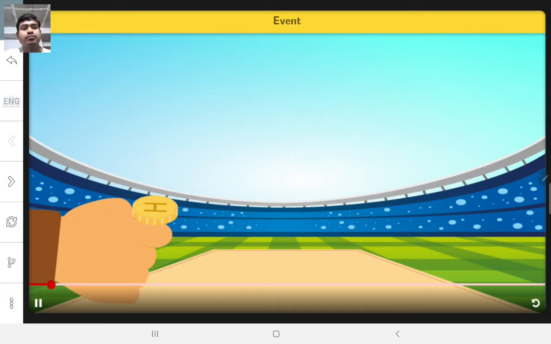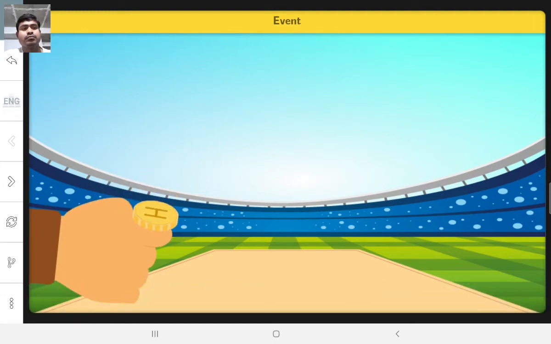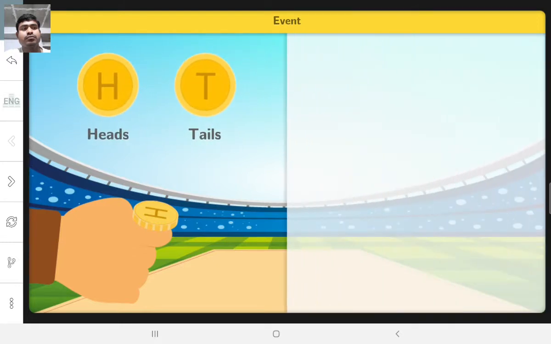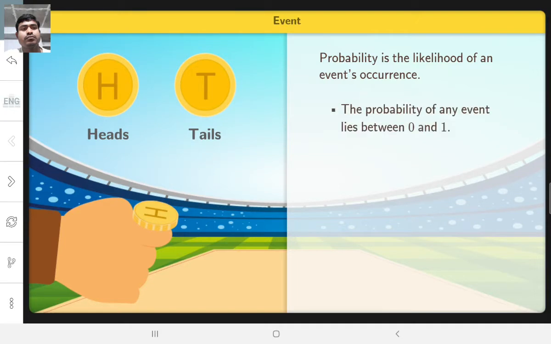The event of tossing a coin will result in either of two possible outcomes, heads or tails. Probability is the likelihood of an event's occurrence. The probability of any event lies between 0 and 1.